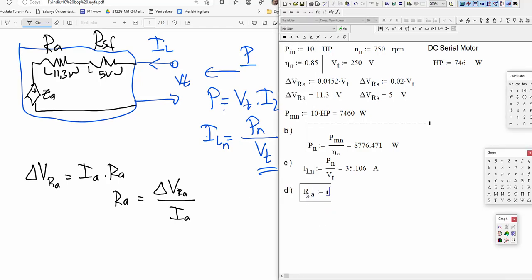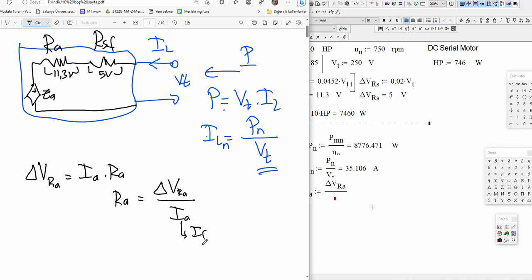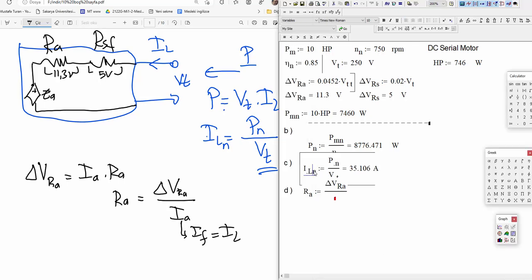Ra, armature resistance, is equal to the voltage difference across armature resistance over armature current. Ladies and gentlemen, that current is equal to field and load current. Load current we have already calculated. It is here. So armature resistance is calculated as 0.322 ohms. It must be a small resistance, so it looks fine.